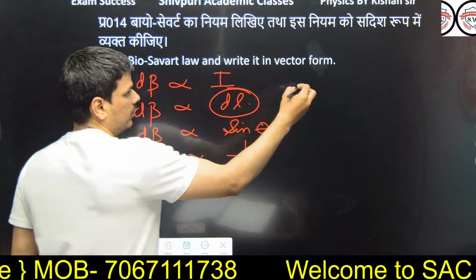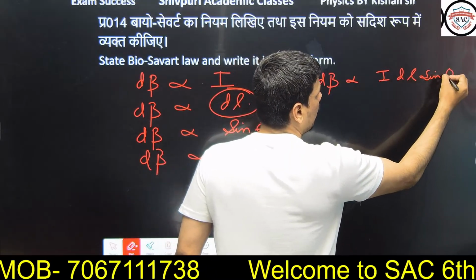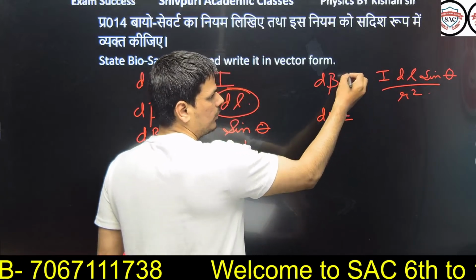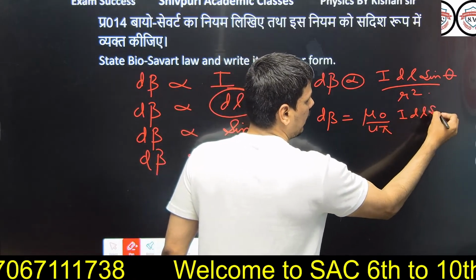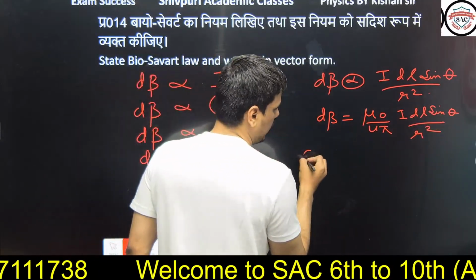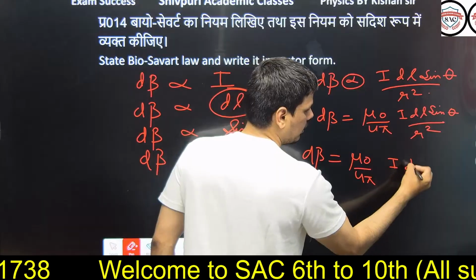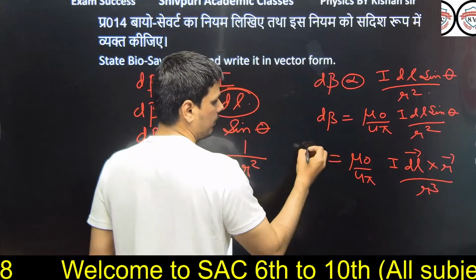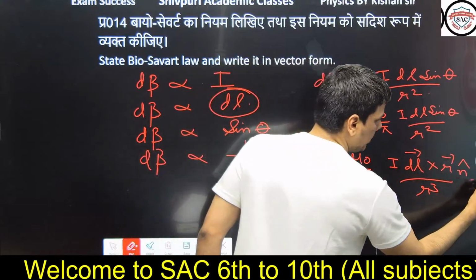So we could write it like this: dB is directly proportional to I dl sin theta upon r square. When we remove the proportionality we get a constant, so dB equals mu naught upon 4 pi, I dl sin theta upon r square. If we need to write it in vector form, it is mu naught upon 4 pi, I dl cross r vector upon r cube. This is our vector form and its unit should be Tesla.